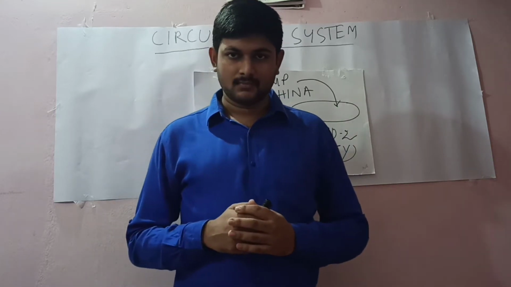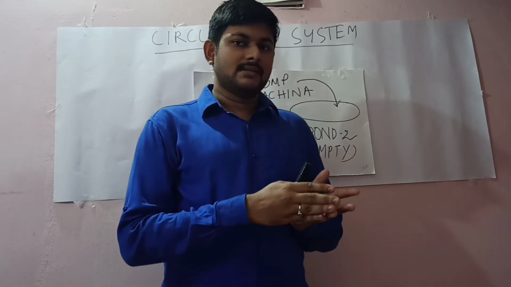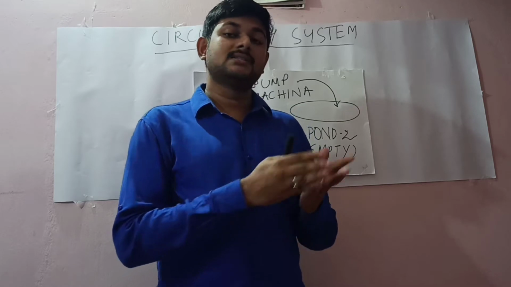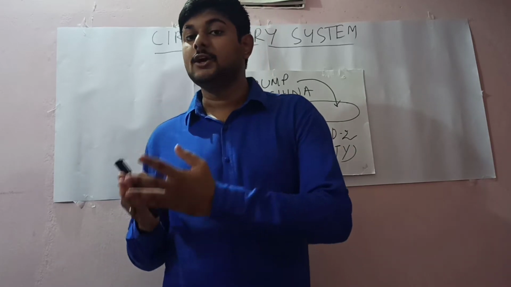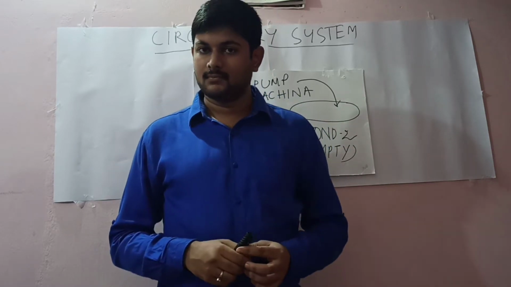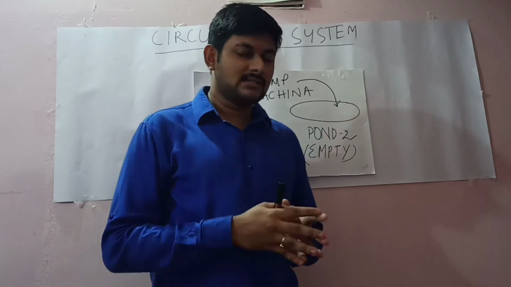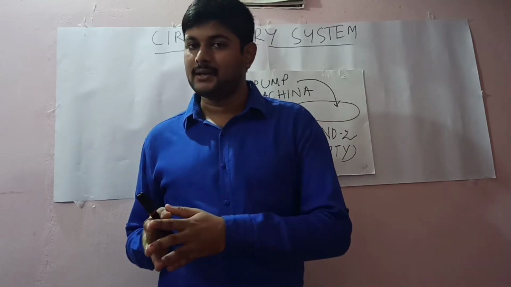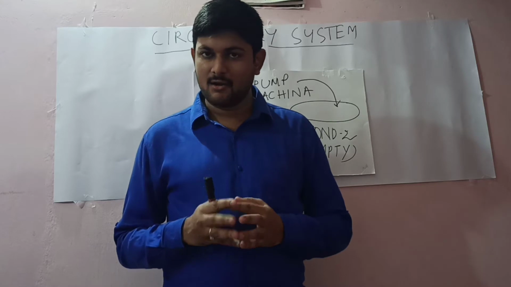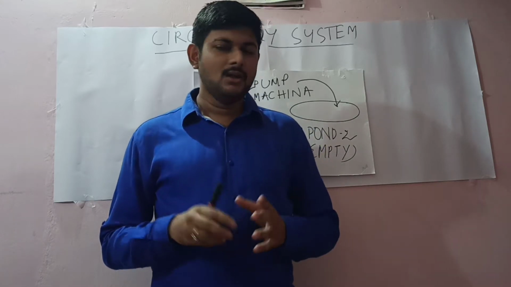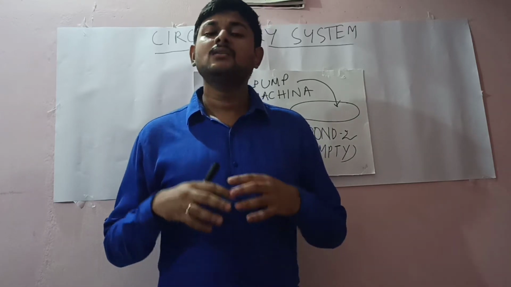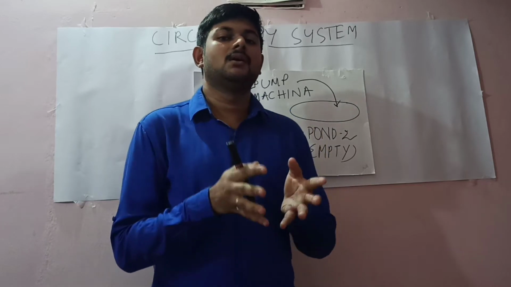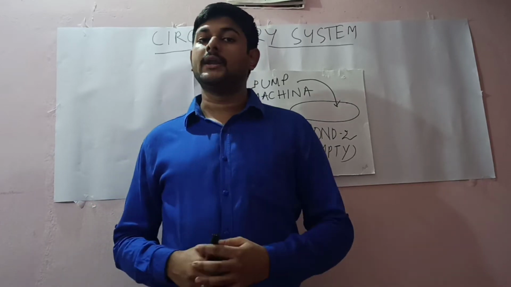Another question. From which blood vessel is the oxygenated blood carried out and from which is the deoxygenated blood carried out? The answer is, oxygenated blood is carried out by artery and deoxygenated blood is carried out by vein. So now we have studied about blood. Now the question is how the blood is circulated throughout the body.